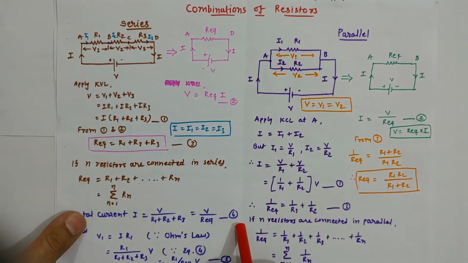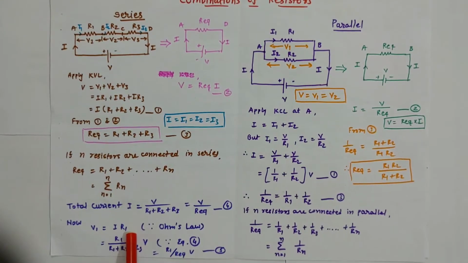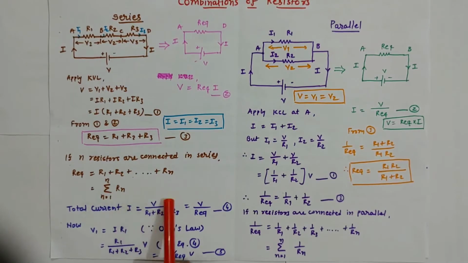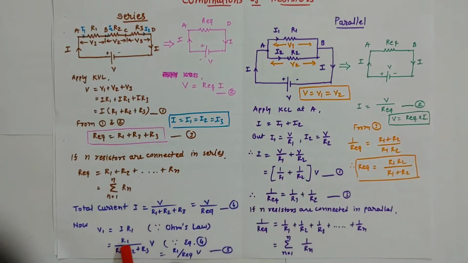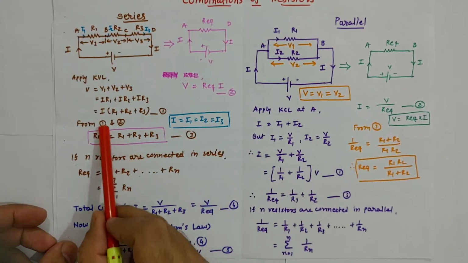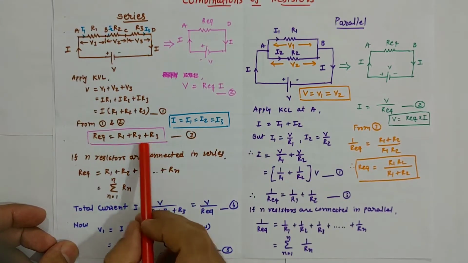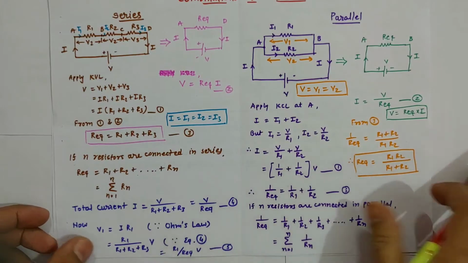This is our equation number 4. Now from Ohm's law we can write V1 is equal to IR1. We have the value of I, that is V divided by R1 plus R2 plus R3. We will put the value of I in this equation, so we get R1 divided by R1 plus R2 plus R3 multiplied by V. We can write this equation utilizing the value R equivalent, because R1 plus R2 plus R3 is equal to R equivalent. That's why this equation will become R1 divided by R equivalent multiplied by V. This is our equation number 5.